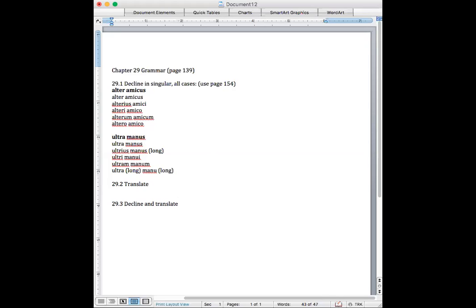Okay. On 29.2, we are going to translate, I think 5 through 8. The directions are just to simply translate the sentences, so we'll do that. Number 5 says, Alter ego, inquit, cupio in academia studere, tres annos Athenis manebo. I believe this is Quintus talking to some dudes that he runs into.